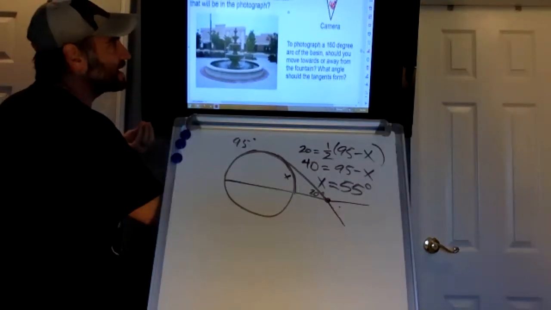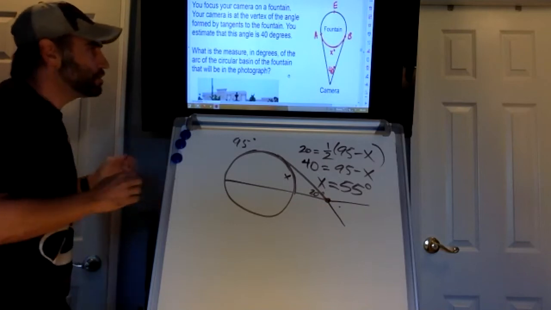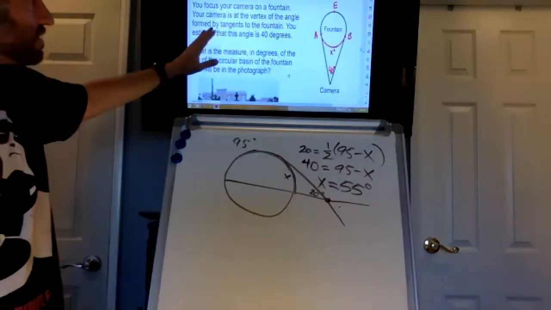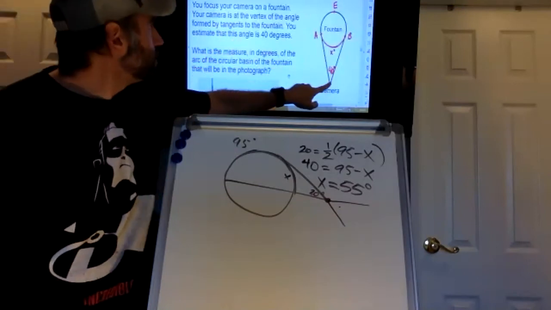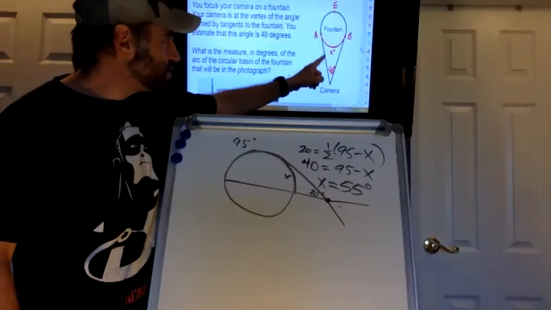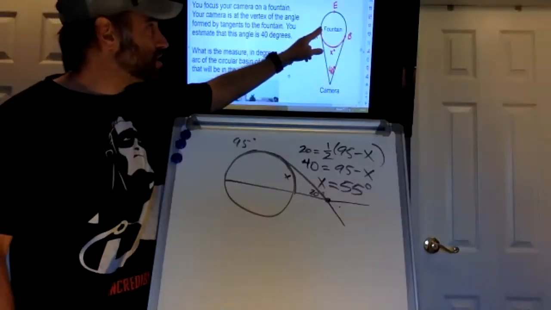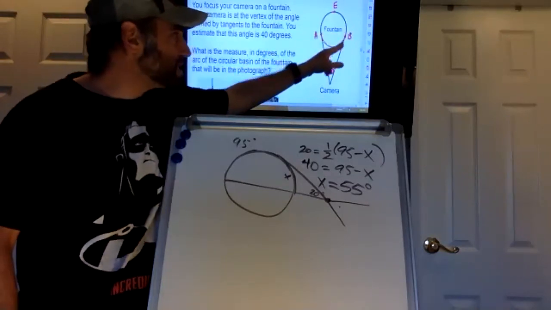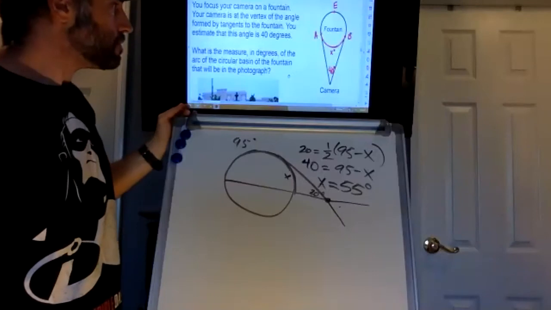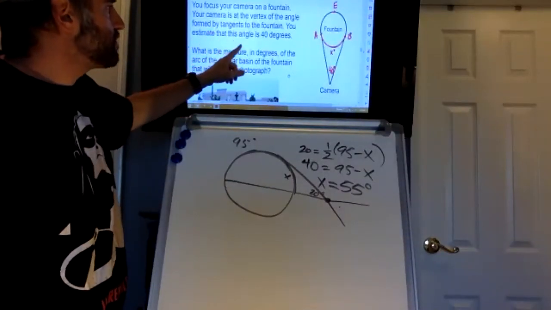So think about that idea as we come back up here and read this problem. Okay, you focus your camera on a fountain. Your camera is at the vertex of an angle formed by the tangents to the fountain. So here's a tangent, and here's a tangent. Notice you can't have it go tangent and capture a whole semicircle, because then you'd have parallel lines that never met. Okay? Camera's angled down. You estimate that this angle is 40 degrees.